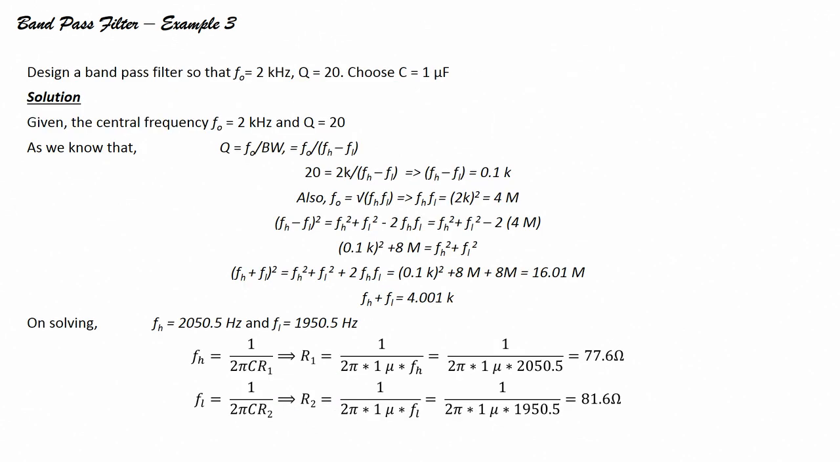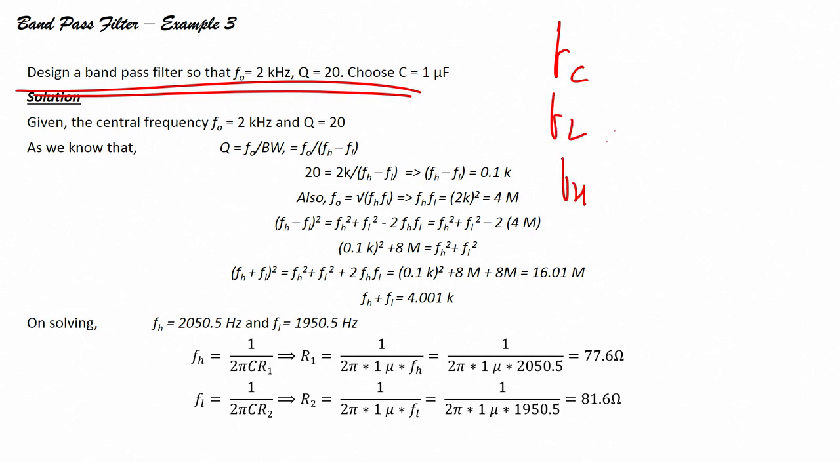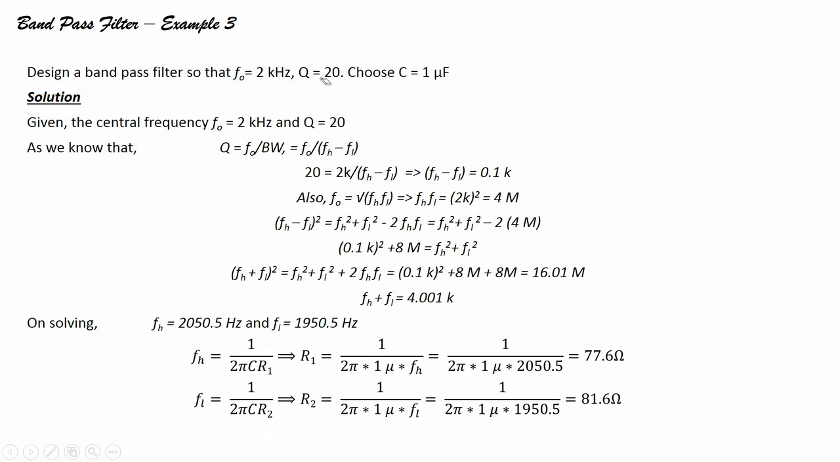Then let us solve one more problem. Design a band pass filter so that FO equals 2 kilohertz. You see different ways of putting things, some people say FC, some say FL, FH, some say FO. It does not matter, never get confused with these kinds of terms. So, we know FO is 2 kilohertz, quality factor 20, C equals 1 microfarad.